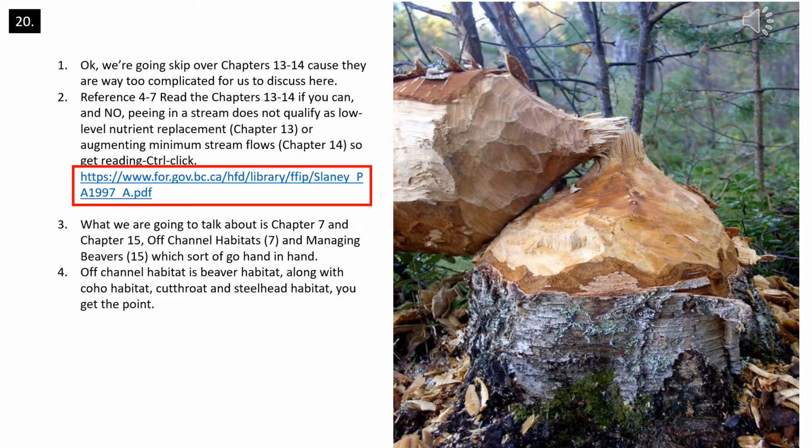So what we are going to talk about is chapter 7 and chapter 15. Off-channel habitats, chapter 7, which we skipped over previously, and the last one in our list, managing beavers, which sort of go hand in hand because off-channel habitat is beaver habitat, along with coho habitat, cutthroat and steelhead habitat. Looking at that picture, you get the point.